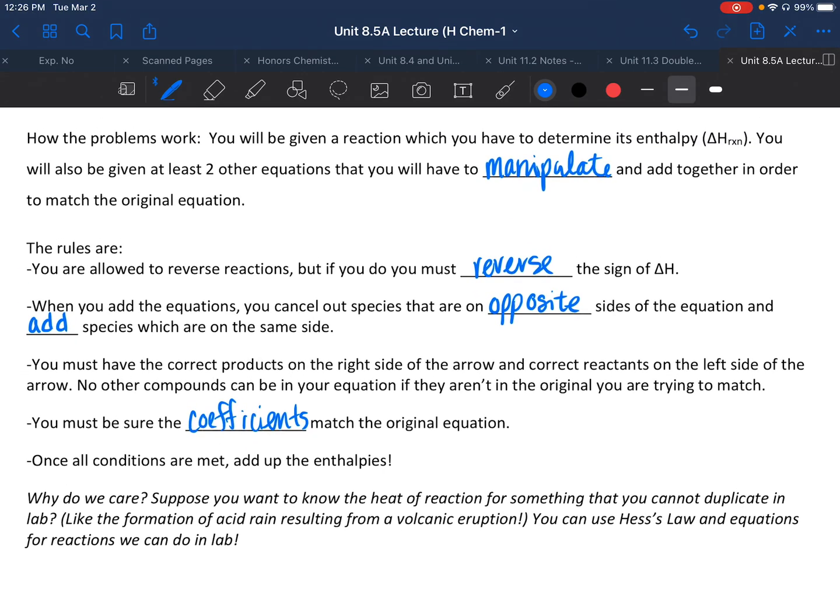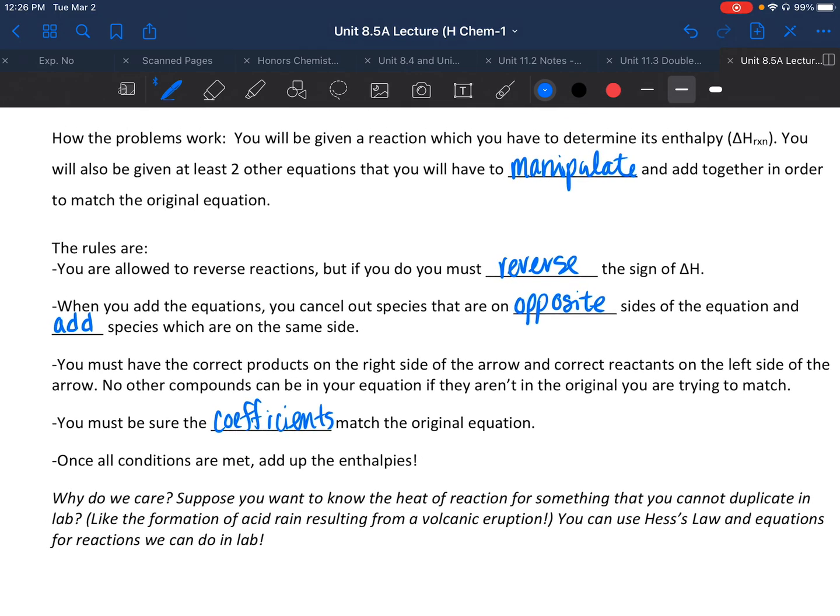And so I wanted to put a little note in here, like, why do we care? So there are certain chemical reactions that we just can't duplicate in the lab. My example here is the way that acid rain forms from a volcanic eruption. You just can't do that in a lab. So Hess's law actually gives us the ability to calculate the enthalpy related to it because we can add reactions that we can do in the lab to get our final target reaction. And we're going to actually practice with this example.